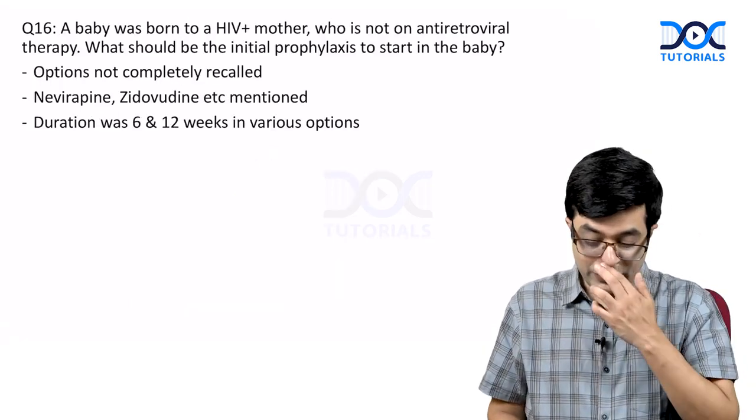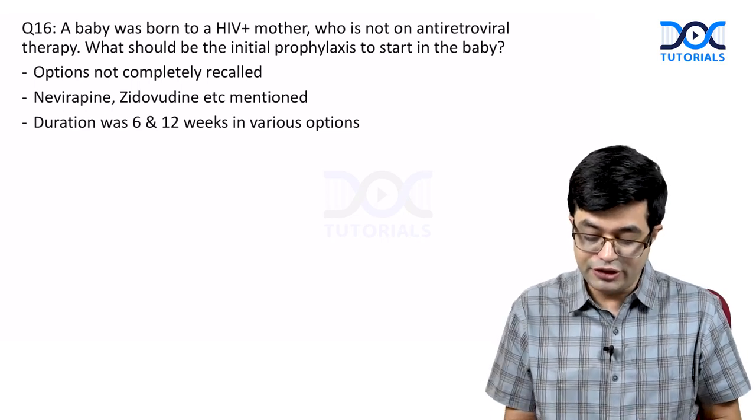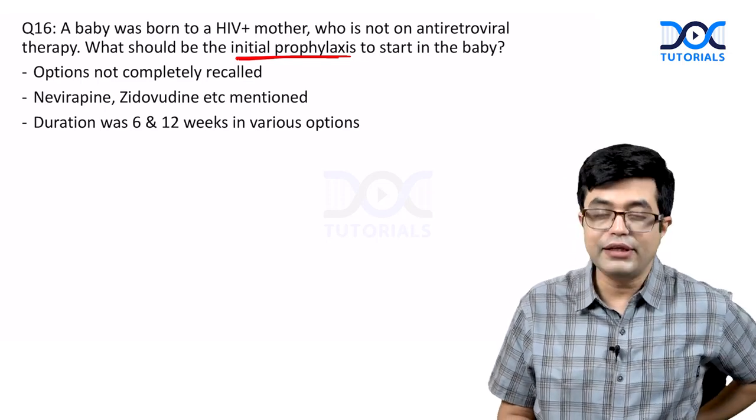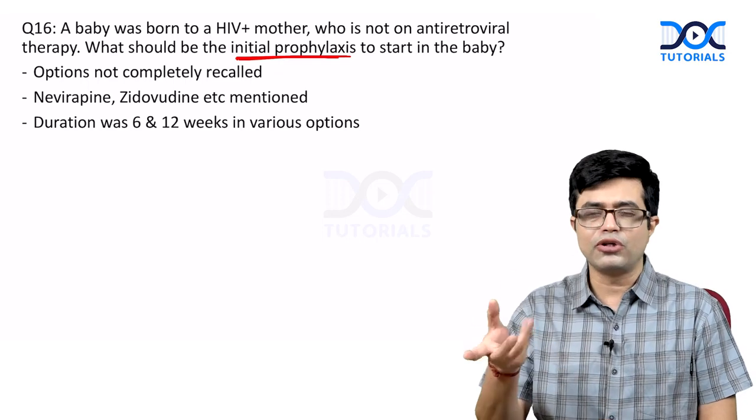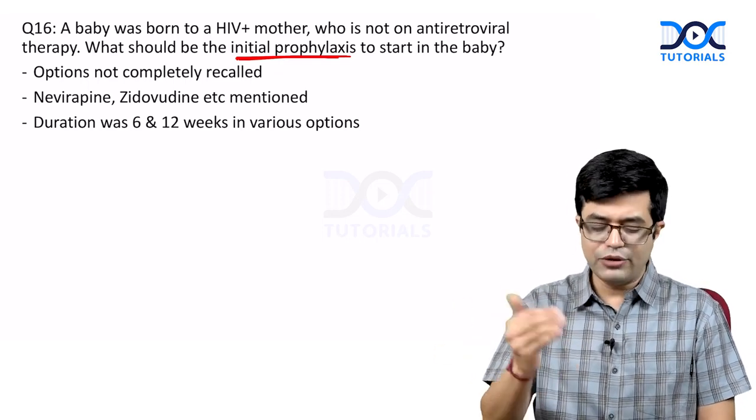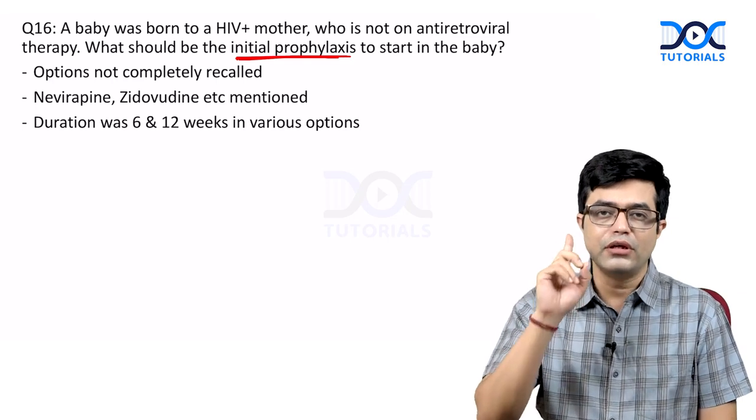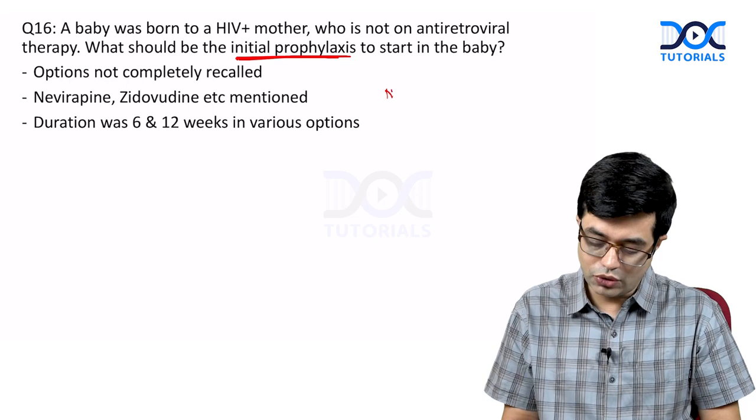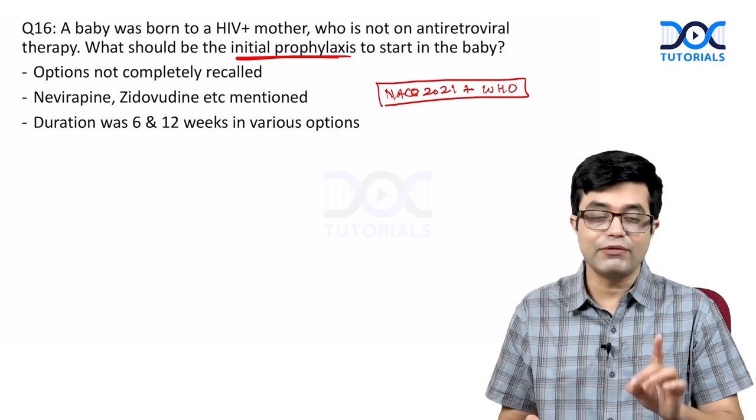A baby was born to HIV positive mother who is not on antiretroviral therapy. What should be the initial prophylaxis to start in the baby? Now options are not completely recalled and students said nevirapine, zidovudine, etc. were mentioned. So one option also had nevirapine plus zidovudine and duration was 6 or 12 weeks. So irrespective of whatever was mentioned, this question is taken from the latest guidelines of NACO 2021 plus WHO update. And what are the latest guidelines which they say?